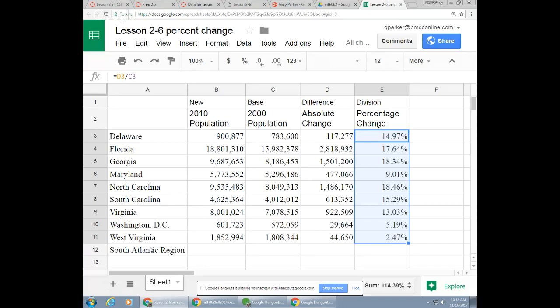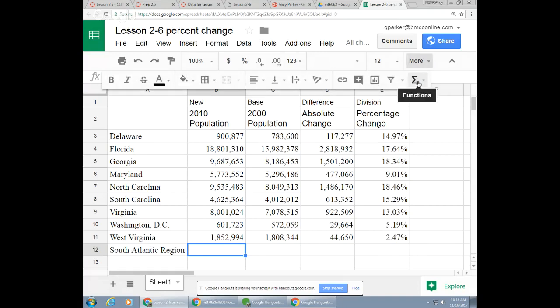For the South Atlantic region, I would just sum these guys up. And there's a couple ways to get the sum formula. I'm zoomed in on my screen, but on a regular screen, you'll see this button right here in the upper right corner. It's in Excel, it's in Google Sheets. When you click that, you get the sum option. And once that pops up, you just highlight what you want to add up. Same idea, I want to add up all the populations in 2000, so I could either repeat that or I could just drag that over here.